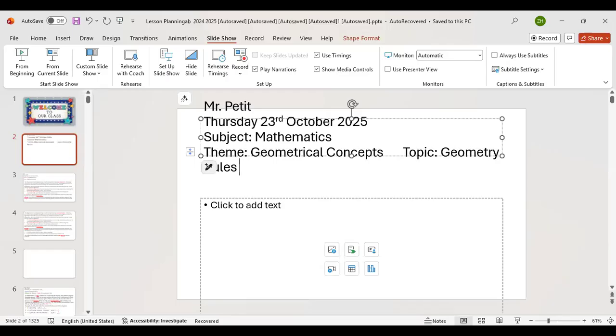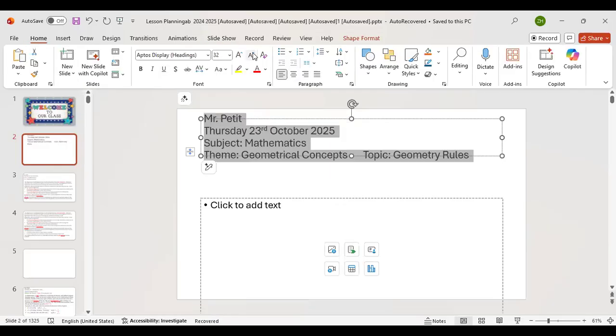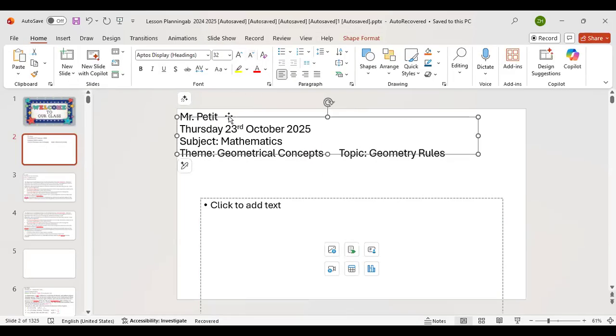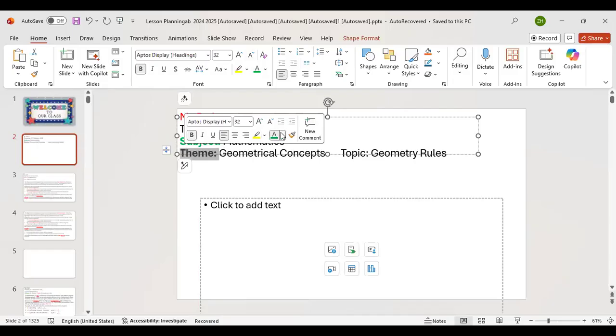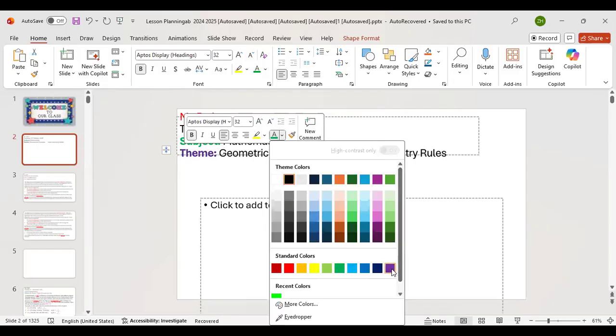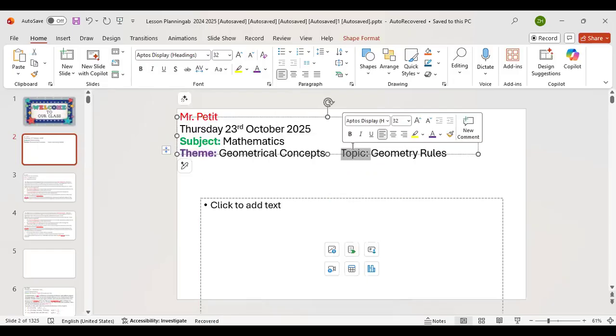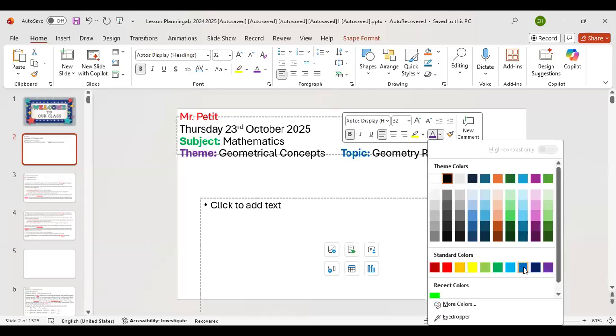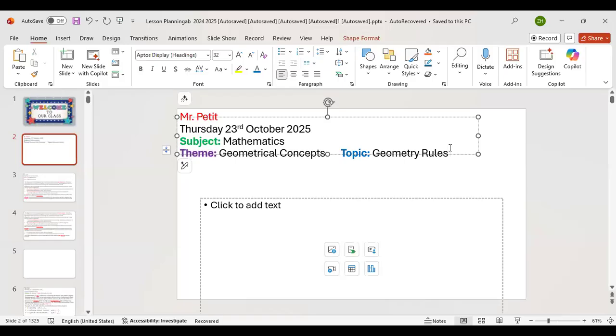Geometry rules. What part is this? If y'all don't remember, that's fine. Put this in red. Put this in green. And Part 7. Part 7. Okay. Thank you. Let's put this in blue. So geometry rules, part 7.